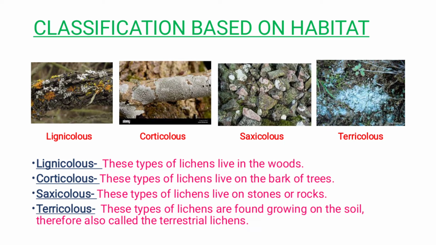Lignicolous is a type of lichen that lives on wood. Corticolous, this type of lichen lives on the bark of trees. Saxicolous, these types of lichens live on stones or rocks. Terricolous, these types of lichens are found growing on the soil, therefore also called terrestrial lichens.